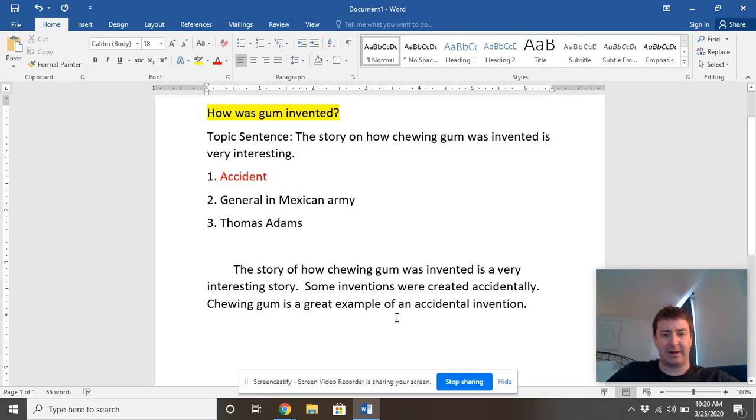So let's go back to our writing, and let me read you what I have. I have some inventions were created accidentally. So again, flipping that around, don't copy right from the text. Put it in your own words, and then try to tie it back again to how it was invented. Chewing gum is a great example of an accidental invention. So we're not completely getting into how it was invented here as far as our topic sentence. How was gum invented? We are talking about how it was an accidental invention, but we're going to elaborate on that in details 2 and 3 with the general in the Mexican army and Thomas Adams. So right now, go ahead and write your second detail sentence for me.